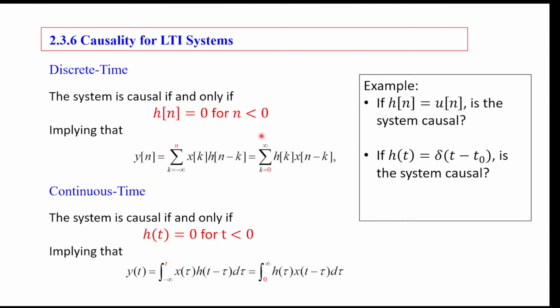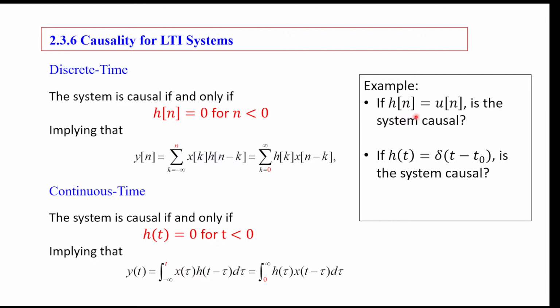Here we have some examples that we can test you on. Say h of n equals u of n: is the system causal or not causal? Please don't cheat. If you think this system is causal, raise your hand. If you think this is not causal, raise your hand.